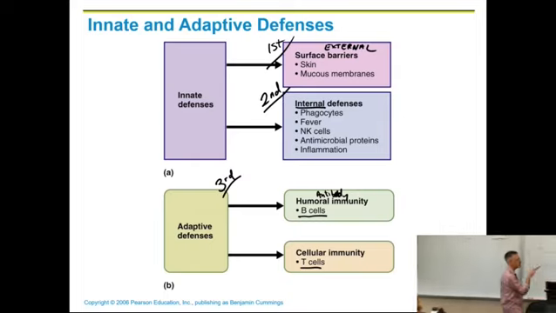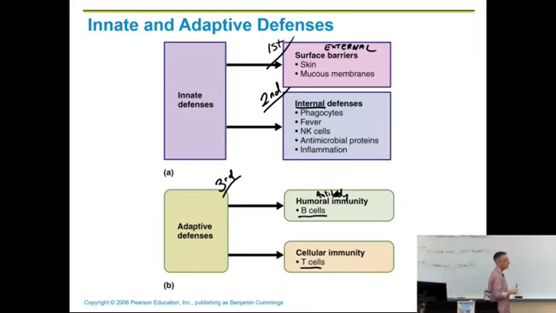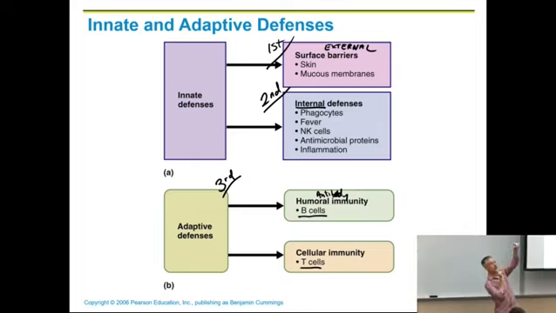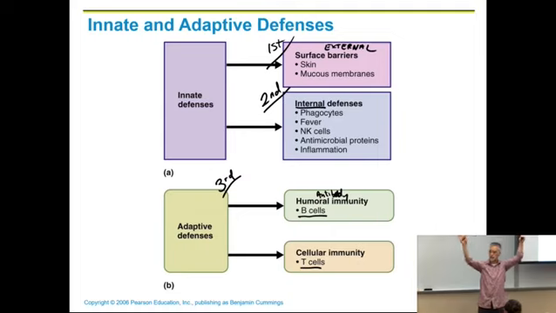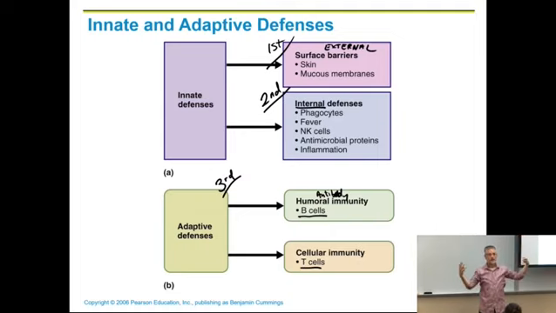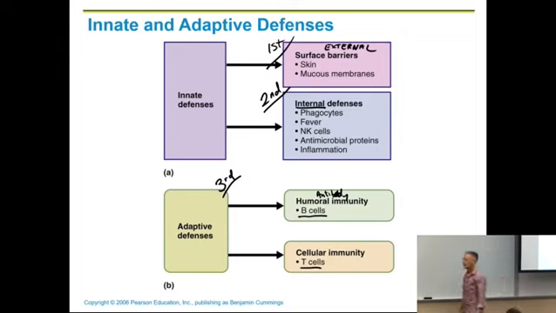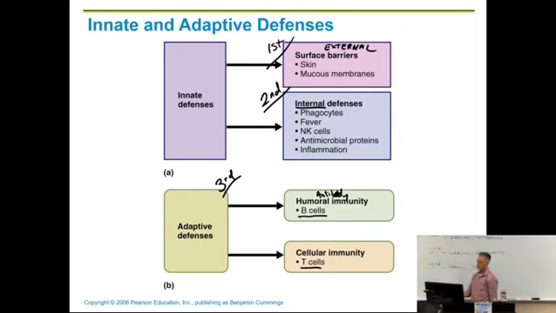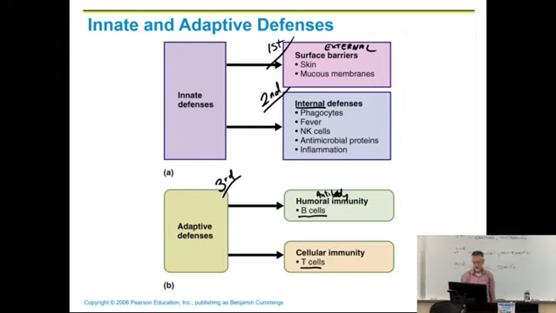And antibodies that we know are created by B lymphocytes are just released out into the fluids. And so they're released into the lymph, they're released into the plasma, and they circulate around in the body. So they call that also humoral immunity. It comes from those antibodies created by the B cells.